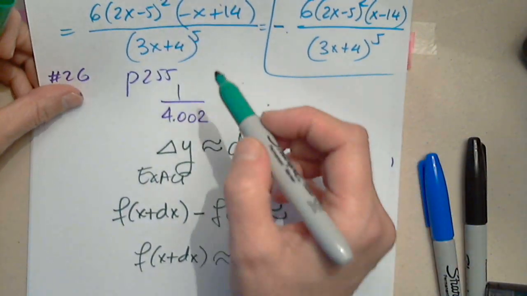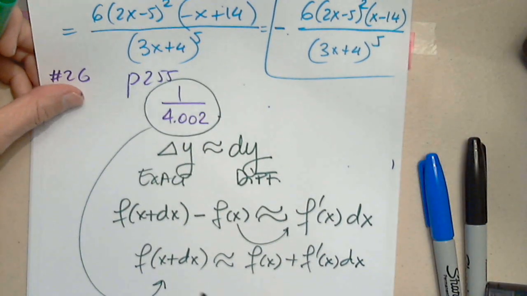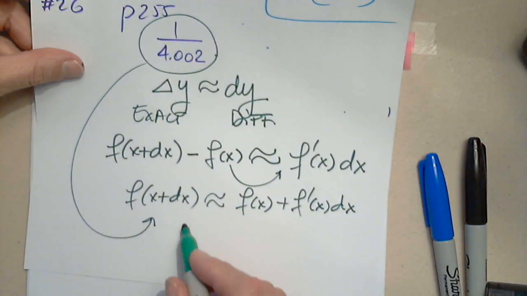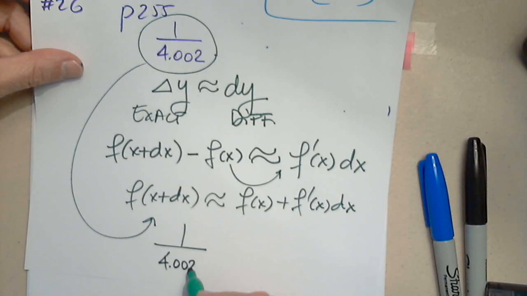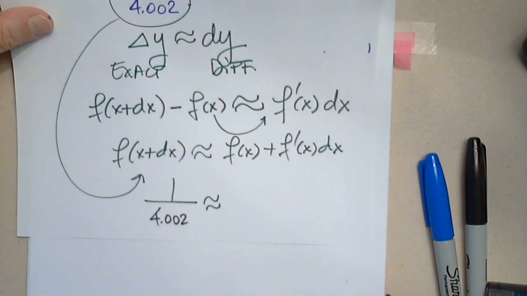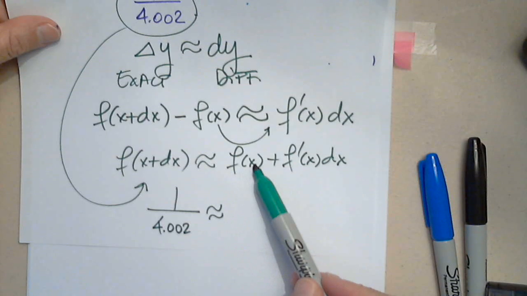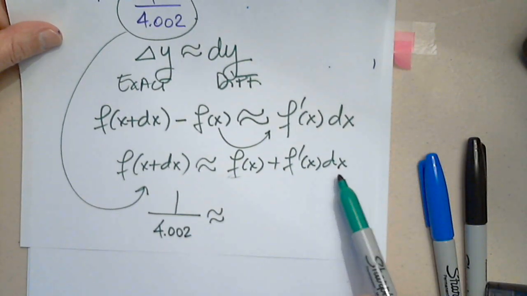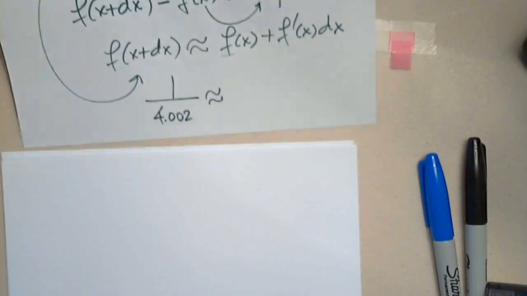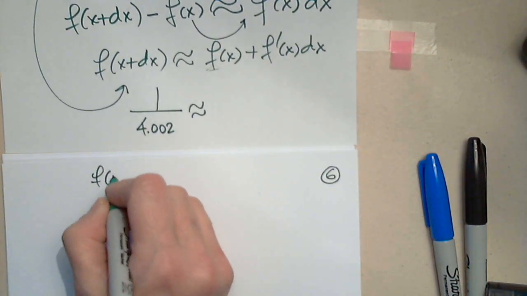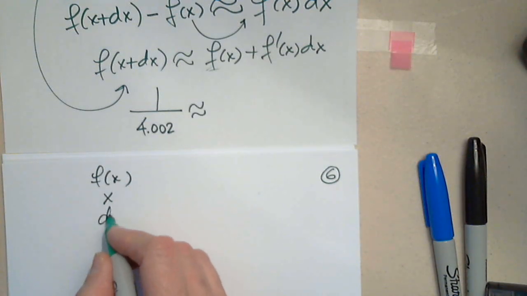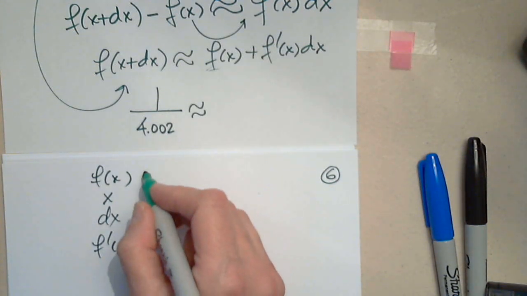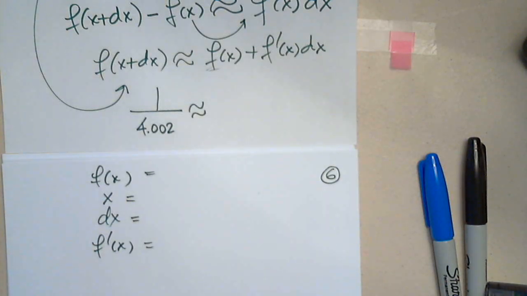Having said this, I know that this left-hand side is 1 over 4.002. So once I determine the function, x and dx, I can fill these pieces in and I'm done. So what will be the function? What will be x? What will be dx? And of course, f prime of x. Once I determine these values, I'm done, pretty much. The problem is solved.